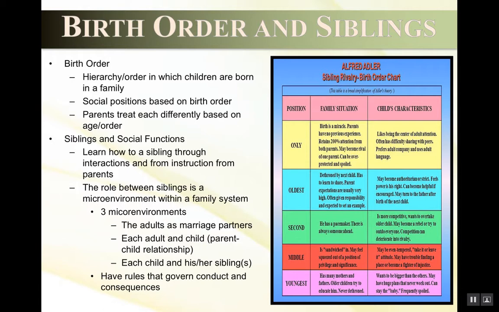There are three micro environments in a family system. The adults as marriage partners, so their relationship; each adult with the child, so the parent-child relationship; and then the child with siblings. Each of these has different rules that govern conduct and consequences. Again, that's code switching back and forth between what I can do and talk about with my parents compared to what I do and talk about with my siblings.